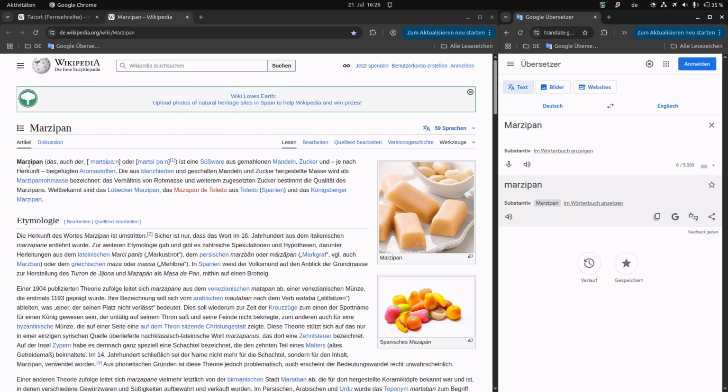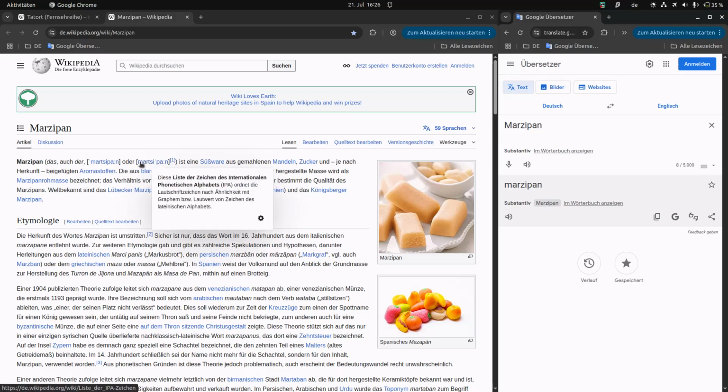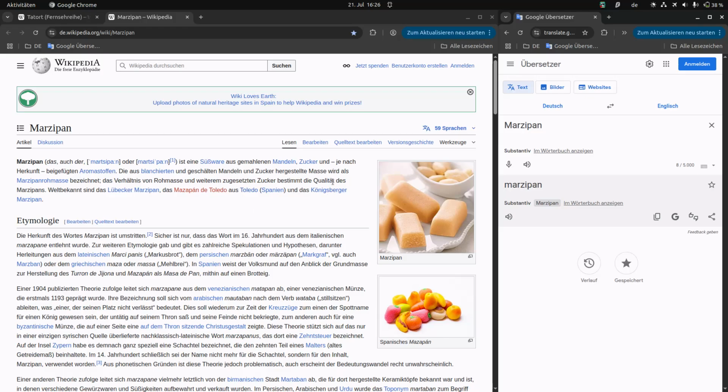Marzipan, das auch der Marzipan oder Marzipan, I don't even know if that makes any difference, ist eine Süßware aus gemahlenen Mandeln, Zucker und, je nach Herkunft, beigefügten Aromastoffen. Die aus blanchierten und geschälten Mandeln und Zucker hergestellte Masse wird als Marzipan-Rohmasse bezeichnet. Das Verhältnis von Rohmasse und weiterem zugesetzten Zucker bestimmt die Qualität des Marzipans. Weltbekannt sind das Lübecker Marzipan, das Marzipan de Toledo, I'm not quite sure how to pronounce that anyways, aus Toledo, Spanien, und das Königsberger Marzipan. That was for the first part.